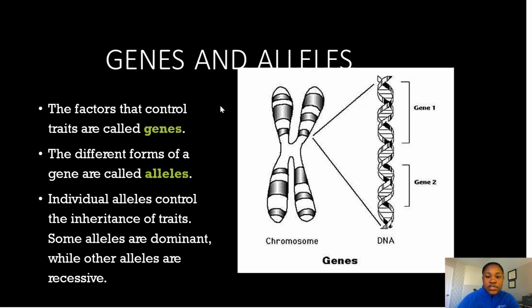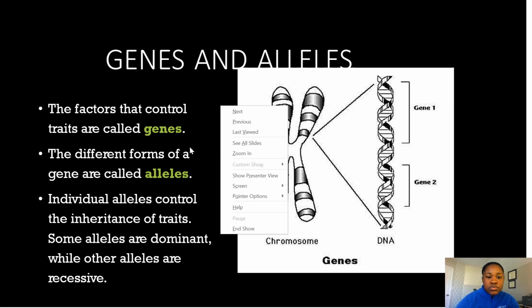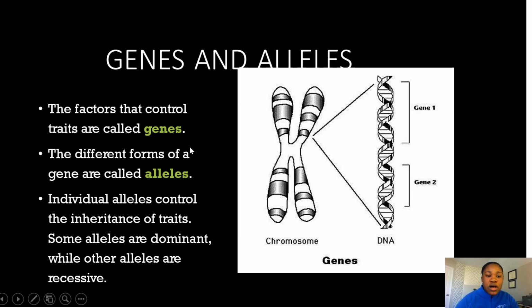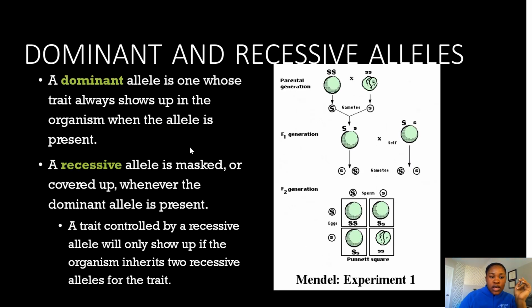So genes and alleles are in section 3. Genes pretty much control traits. Different forms of genes are called alleles, and alleles control the inheritance of traits. Alleles can either be dominant or recessive.